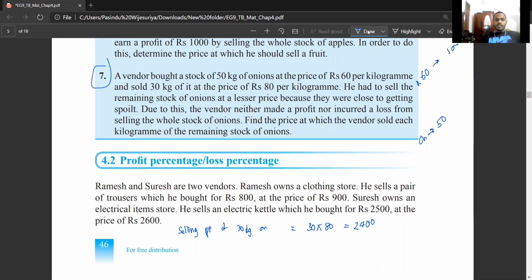Very interesting. So this is the selling price of the remaining. So there was 50 kg and they sold 30 initially. So the remainder is, this is a very interesting question. I really love these type of questions.